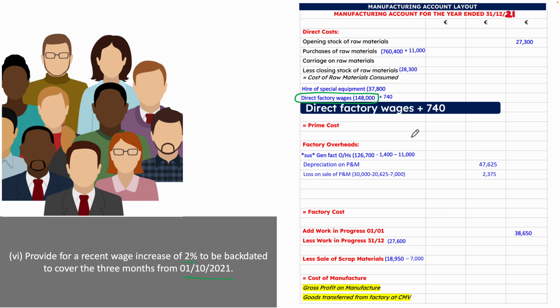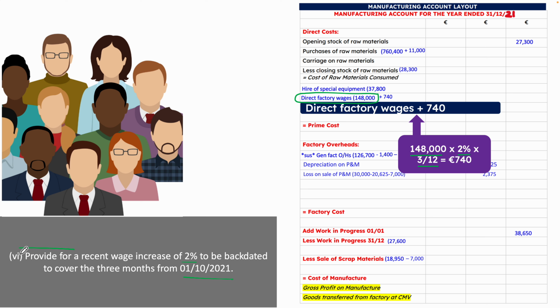So we're going to get a wage increase on that. So we're adding 740 to that. How did I get that 740? Well, I took the 148,000 and I multiplied it by 2%, and then I multiplied it by 3 months over 12, and that gave me €740.